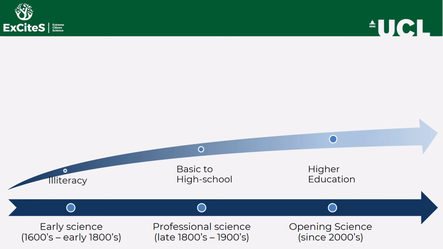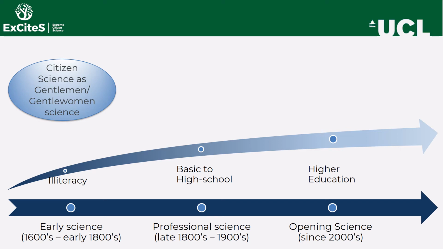By the middle of the period, the one that we're talking about, professional science, people were more educated. It started with basic education and some schooling all the way to a level of high school education in the 1950s. But today we're talking about a society that has many more people with higher education credentials, and therefore they can be involved in science in different ways. You will see that this trend is one of the trends that we'll talk about later on.